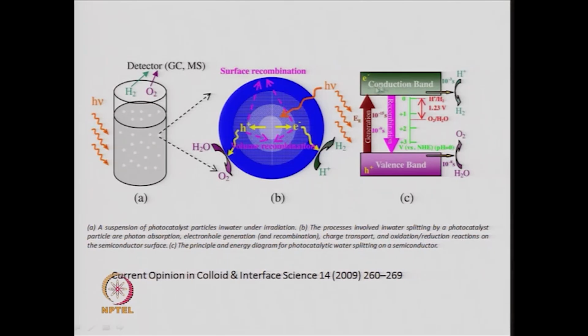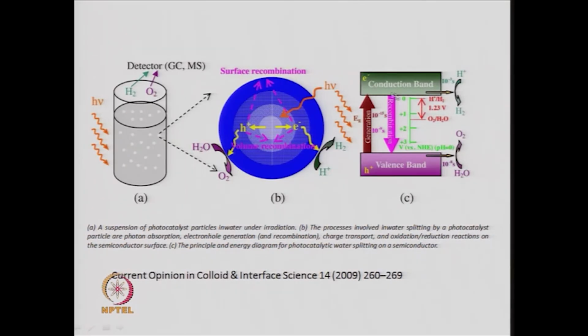And this band diagram we already discussed, where the valence band is here and the conduction band is here, and the H plus H2 and O2 H2O couple is shown here as 1.23 electron volt, and so you need higher energy than that, and this is on a scale taken with the normal hydrogen electrode. All the holes will be in the valence band, which then react with water to give you oxygen, and all the electrons can be pushed to the conduction band and they react with H plus to give hydrogen.